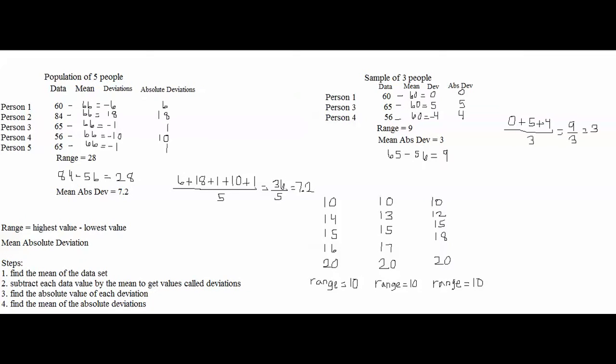I'm going to show you how to calculate two other measures of dispersion called the variance and standard deviation. And to find the variance and standard deviation, you have to actually find squared deviations. And before I show you how to find squared deviations, I'll write out the steps for the variance and standard deviation.